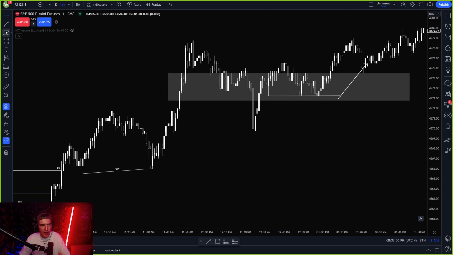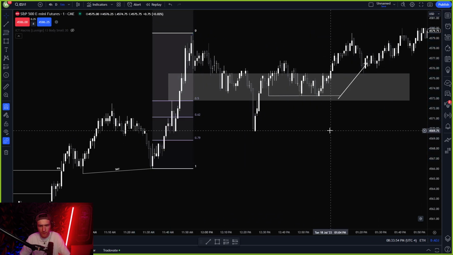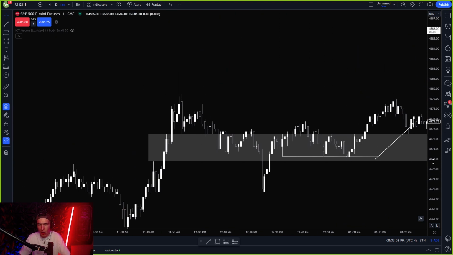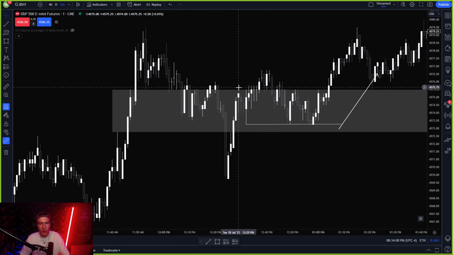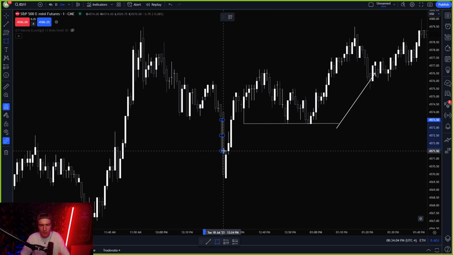1 minute displaces to the downside. Where do we go back to? OTE, end up bouncing right back off discount. We end up going to optimal trade entry. What am I looking for? Displacement back up. Okay, after displacement back up, what am I looking for? Rejection of any bearish PD array.